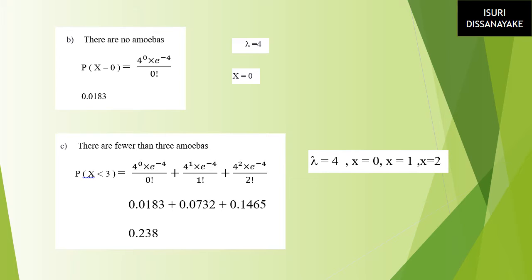So we use the same formula. Lambda to the power 0, which is 4 to the power 0, multiplied by e to the power minus lambda, which is e to the power minus 4, divided by 0 factorial. And you add the value where you have 1 amoeba, which is X equal to 1. And you add the value for X equals 2 using the same formula. Use the calculator, you will get the answer as 0.238.